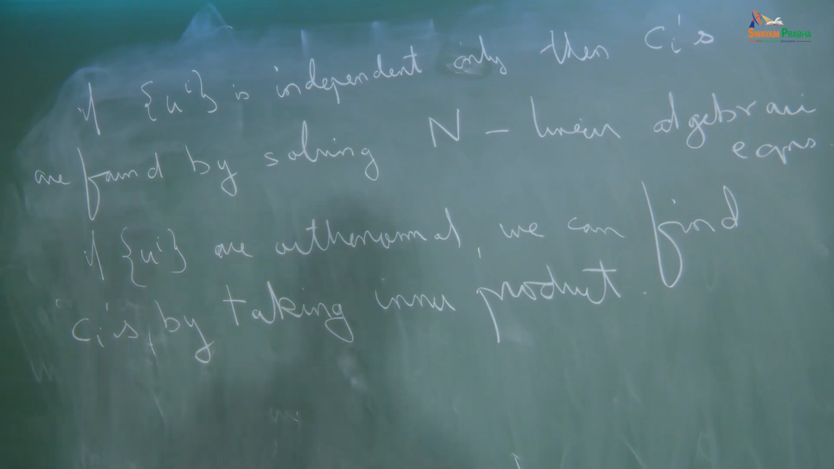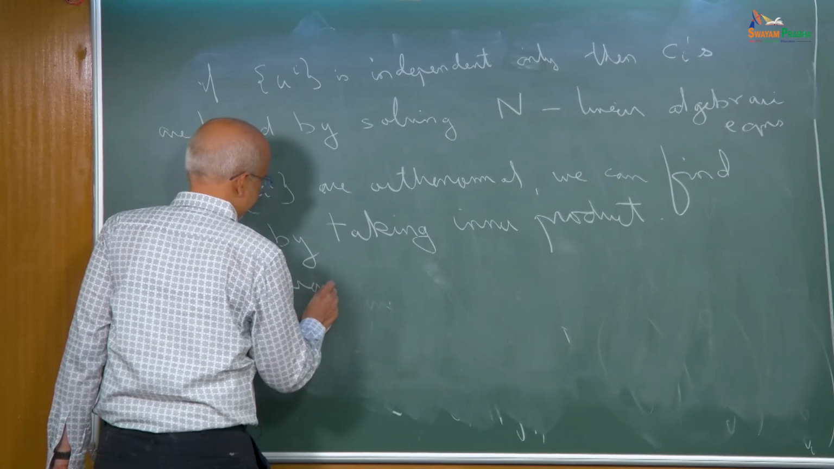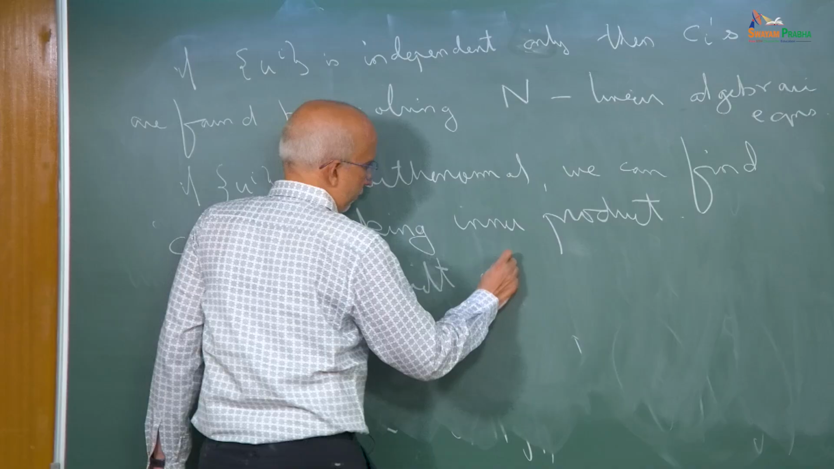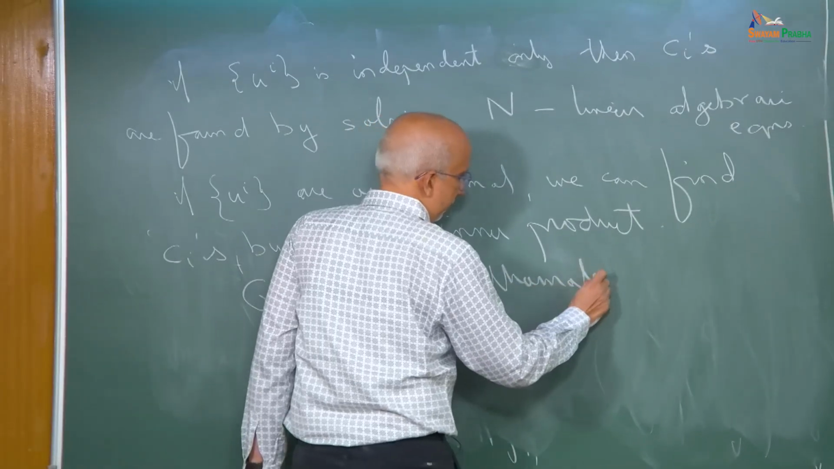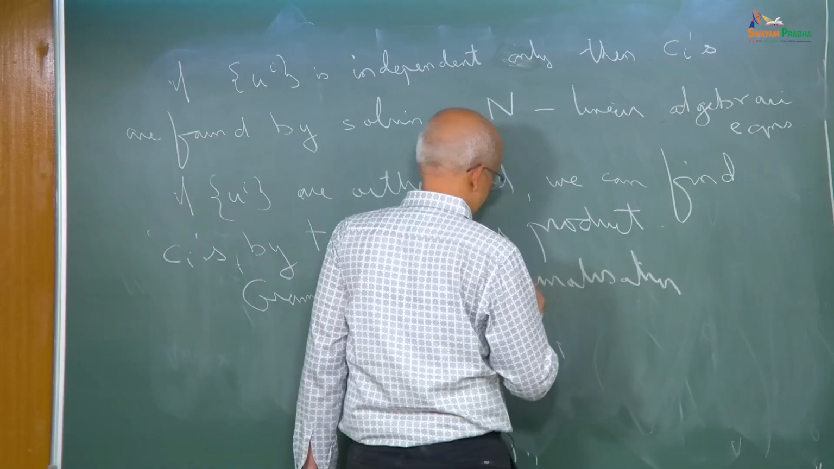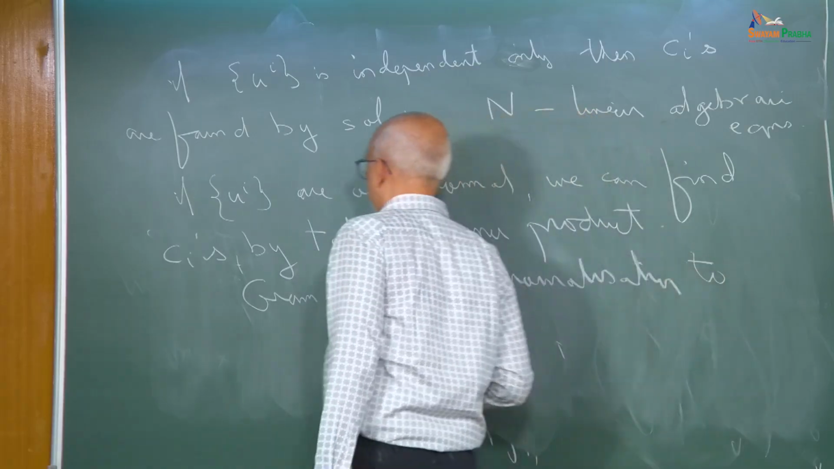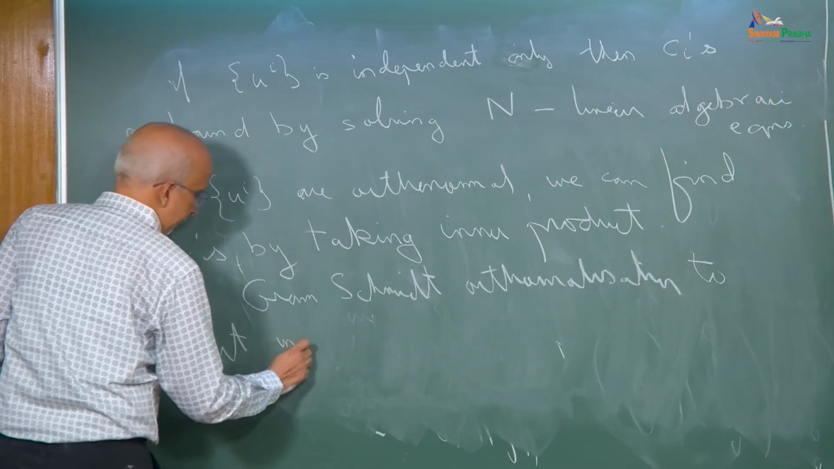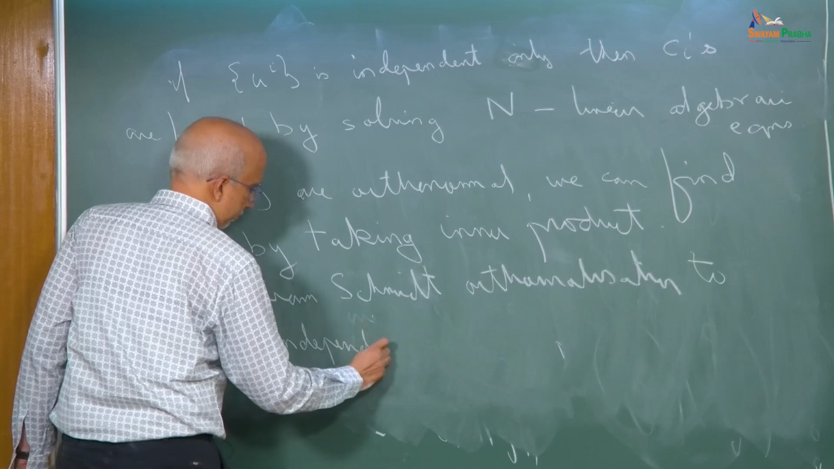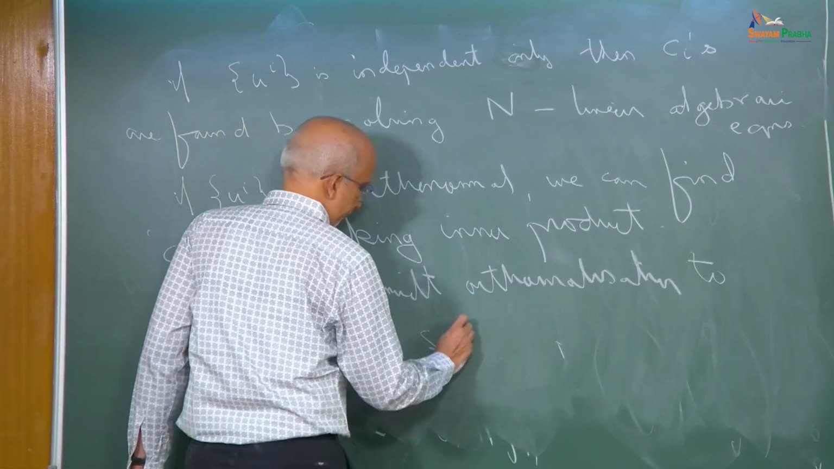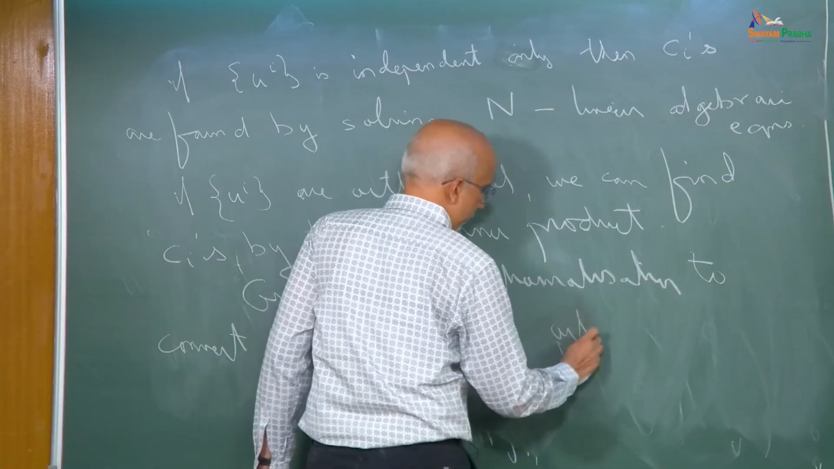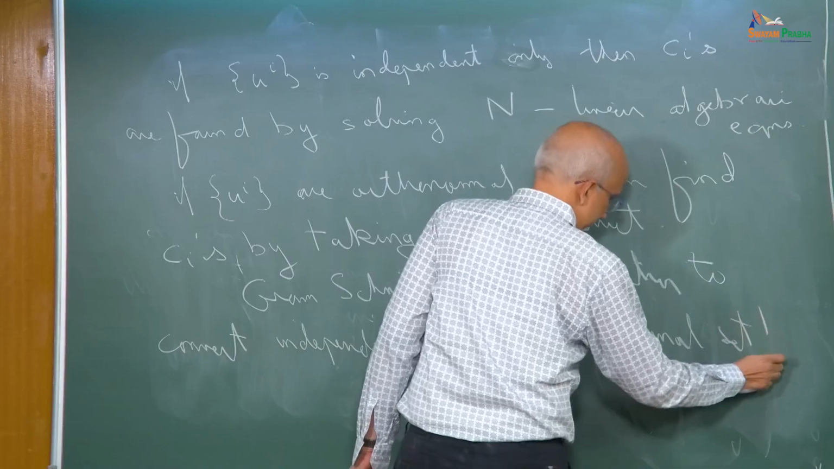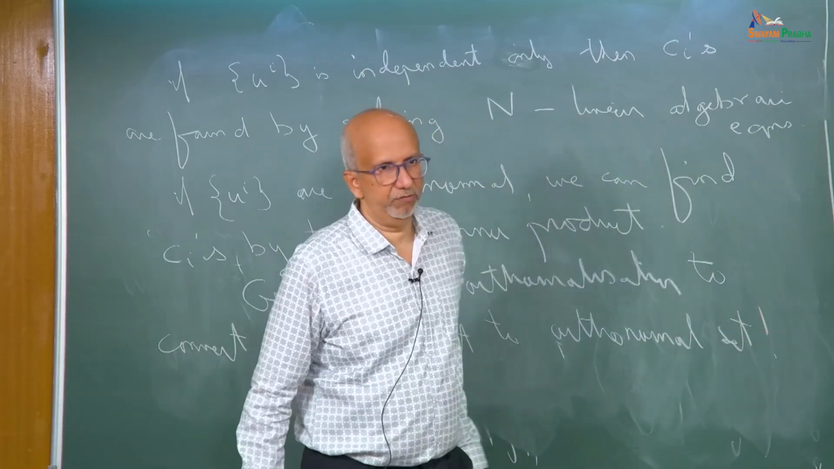Okay, and finally we saw Gram-Schmidt orthonormalization to convert an independent set to an orthonormal set. Okay, this is what we have done so far.